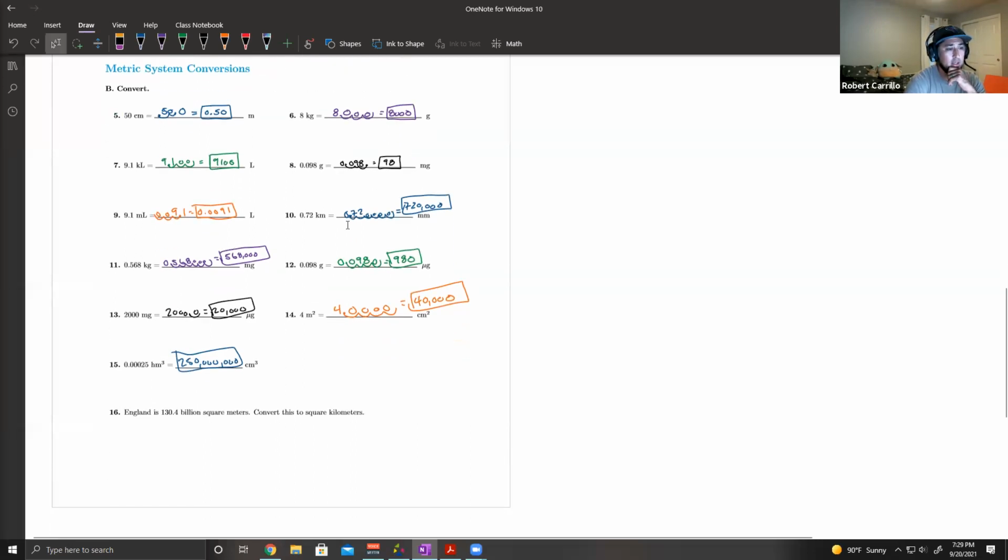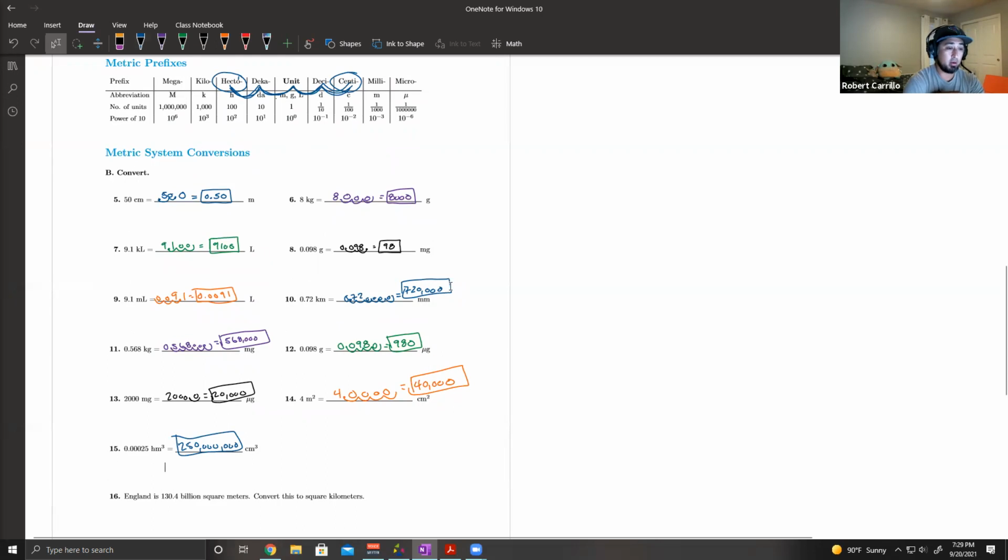16. England is 130.4 billion square meters. Convert this to square kilometers. Okay. So for this one, we want to go from meters to kilometers, right? And if it's square meters to square kilometers, how many times are we going to repeat the process? Twice. So you would go 1, 2, 3, 4, 5, 6. So 6.